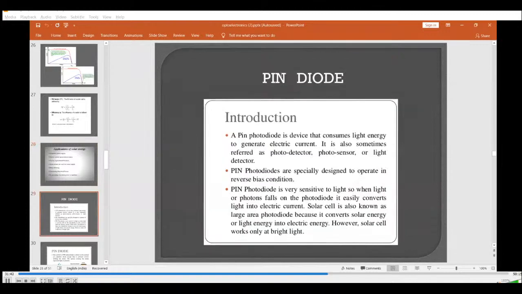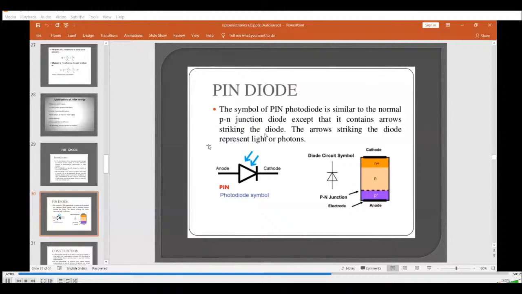Okay, so we have completed solar cell. Now coming to the diodes, photodiodes. We have two types of photodiodes. First one is pin photodiode and the next one is avalanche photodiode. So in pin photodiode, here you can write it as pin photodiode. It is not pin diode, it is a pin photodiode. Okay. So this is the symbol of pin photodiode. In general, the diode circuit symbol will be like this. And coming to the structure part, it will be like this.